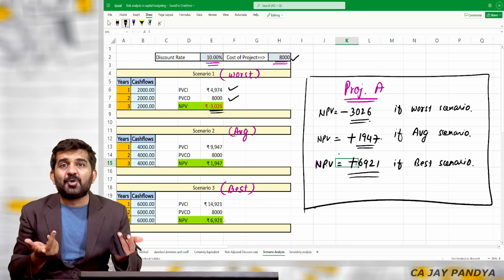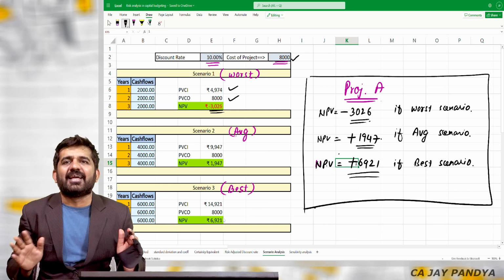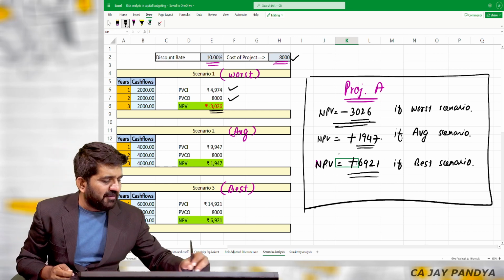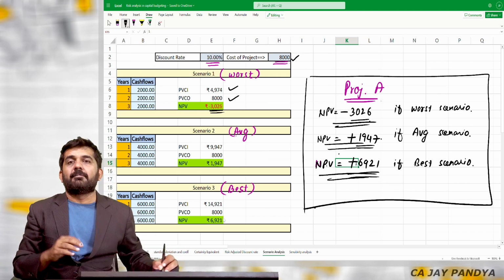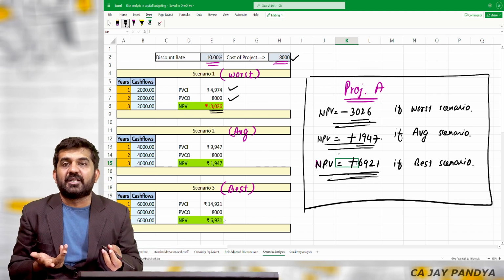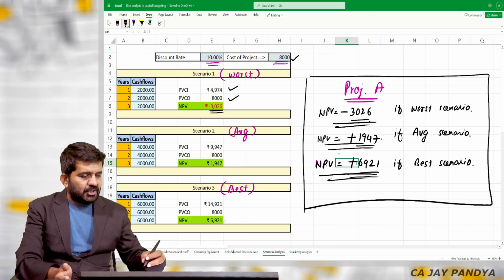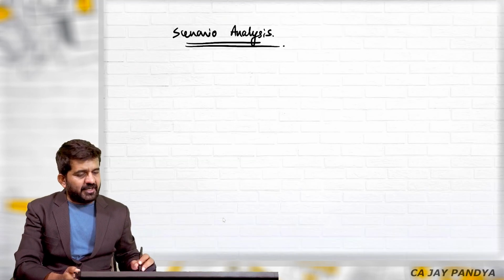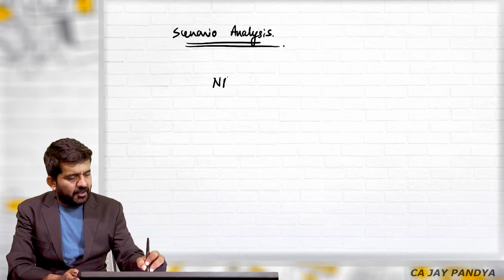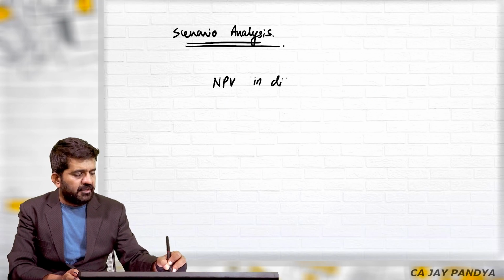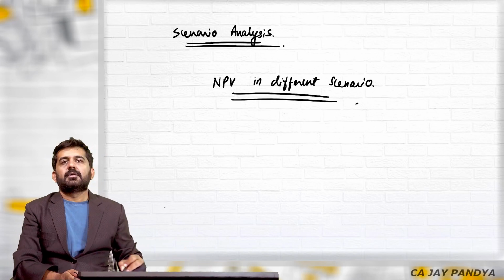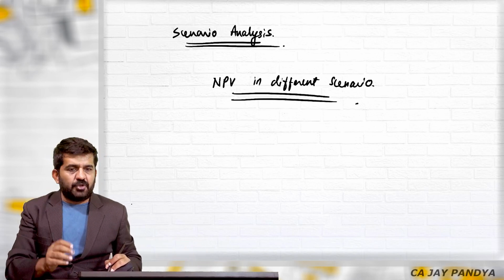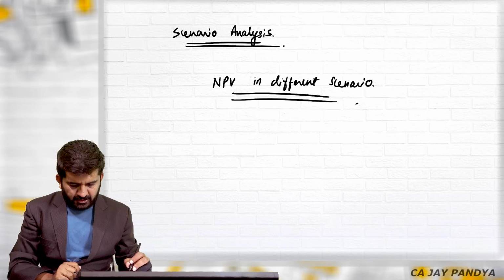Sir, what to learn in scenario analysis? Nothing. You need to find out NPV in worst scenario, NPV in average scenario, NPV in best scenario. You are doing nothing but scenario analysis. So, in scenario analysis, we find out NPV in different scenarios and we present it to our CEO. That is nothing but scenario analysis.